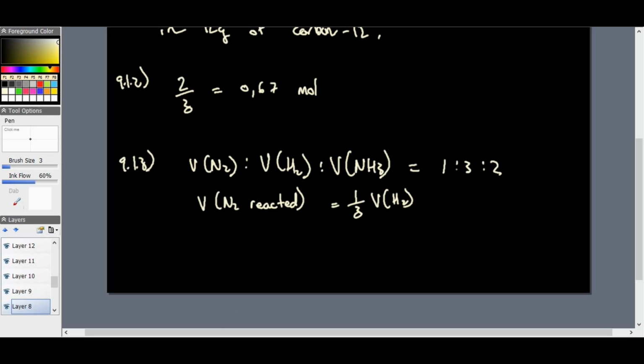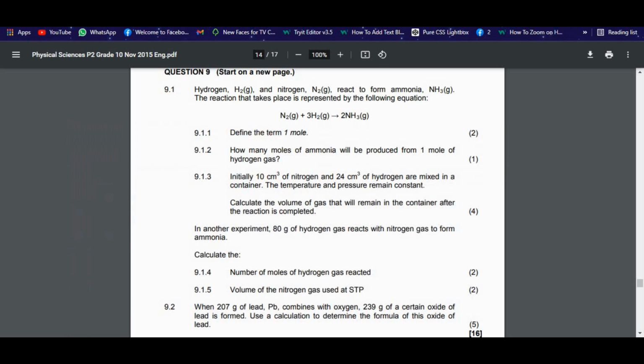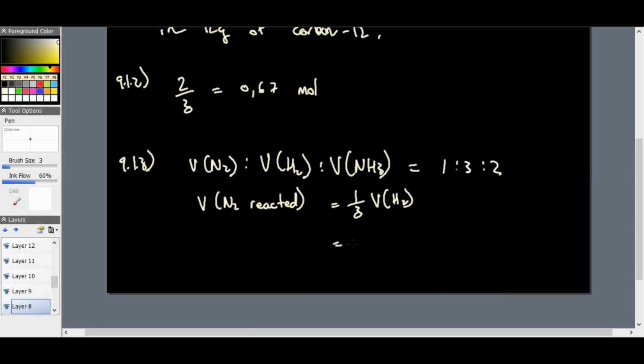So they told us in the question, the computer froze there, that initially 10 cubic centimeters of nitrogen and 24 cubic centimeters of hydrogen are mixed together. So a third times 24 will give you about 8, and this is definitely cubic centimeters. If you want it in decimeters cubed, we basically just divide by 1,000. So 8 divided by 1,000 gives us about 8 times 10 to the negative 3 decimeters cubed.